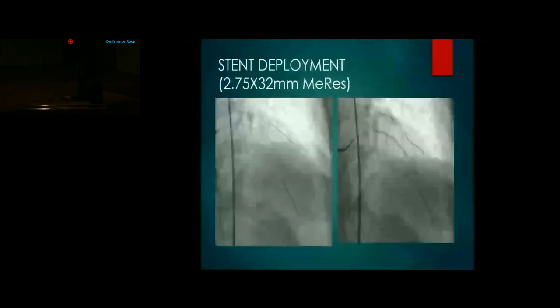Next, pre-dilatation was done with a 2.5 by 15 mm balloon of the mid LAD. Then a stent was deployed in the mid LAD. A bioabsorbable stent of size 2.75 by 32 mm was deployed. This is the stent which is placed, and this is the dilatation. The stent is being deployed in the mid LAD with precise deployment using the robotic assisted arm.